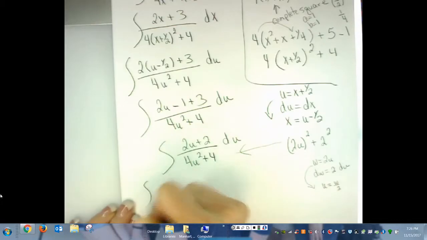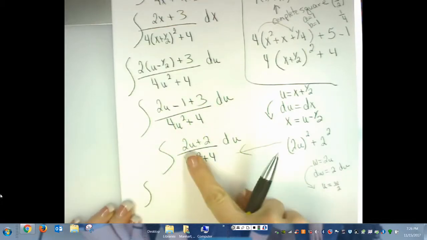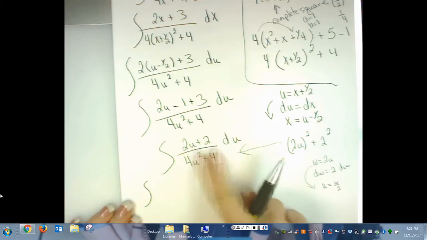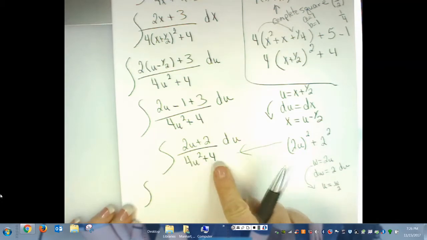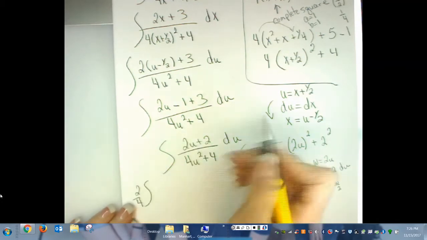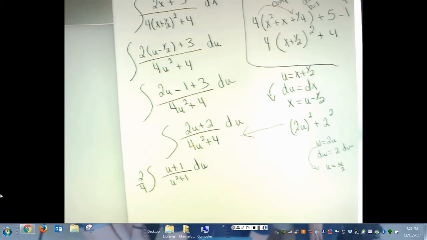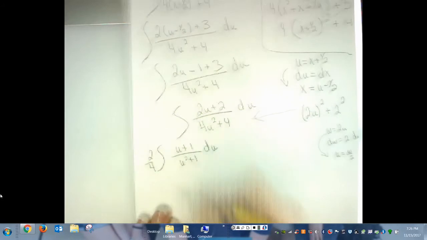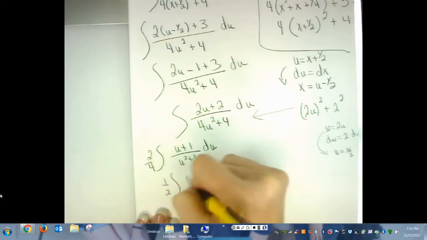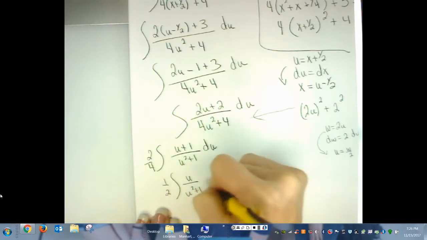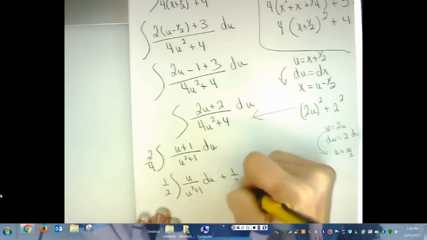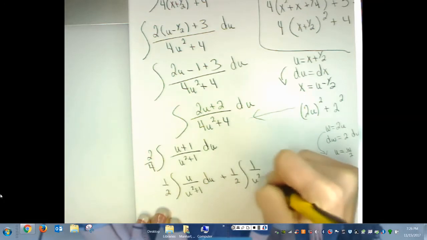But the way that I did it is I noticed that the numerator has a 2 in common and the denominator has a 4. So I made life easy and factored out that 2/4. So that should help. You may not see that, but you will break this up into 2 indefinite integrals. The first one is 1/2 times u over u squared plus 1. And the next one is also 1/2 times 1 over u squared plus 1.